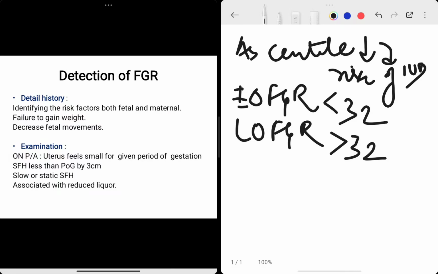Now for detection of FGR. So first we have seen the history based markers, and we can do USG also. We have biochemical markers also, but after taking the history, we have to identify the risk factors for both the fetal and the maternal side, and we have to check the history of failure to gain weight and decreased fetal movements. On examination, per abdominal examination, when we check her uterus, the uterus feels small for the gestational age, and if the symphysiofundal height is less than 3 centimeters or the gestational age is less than 3 weeks, then this is fetal growth restriction. Slow or static symphysiofundal height is there, and liquor can also be inadequate.